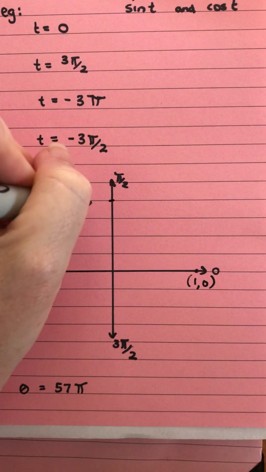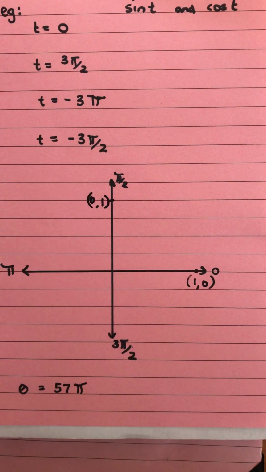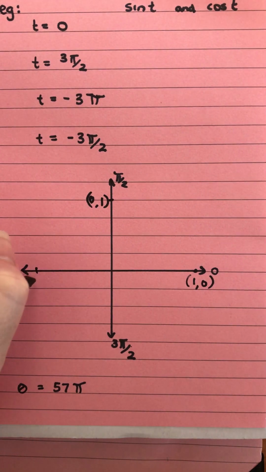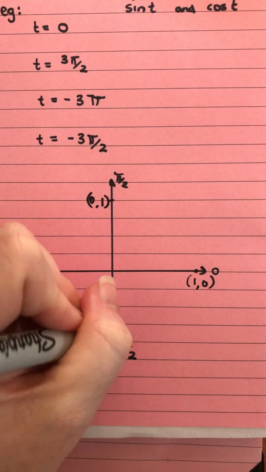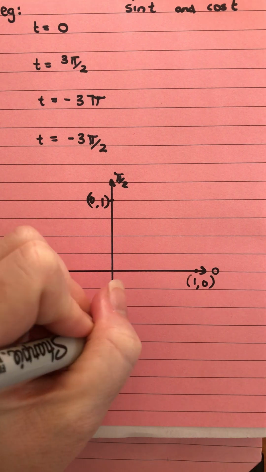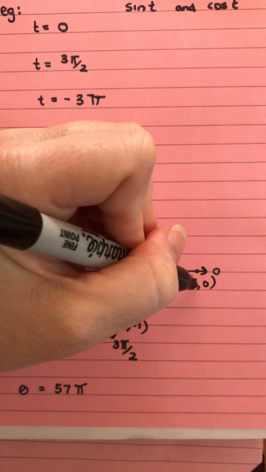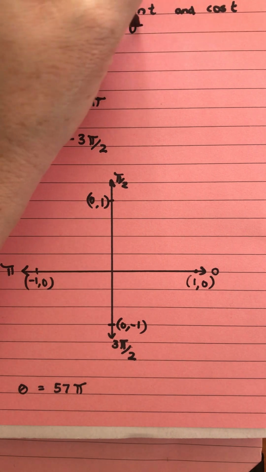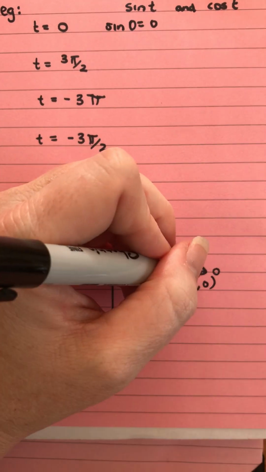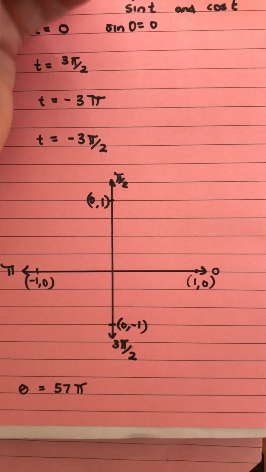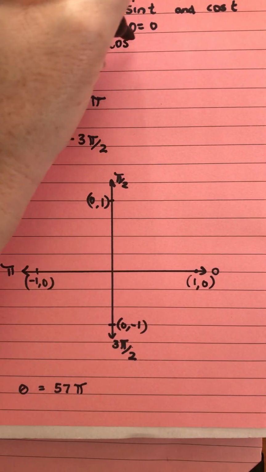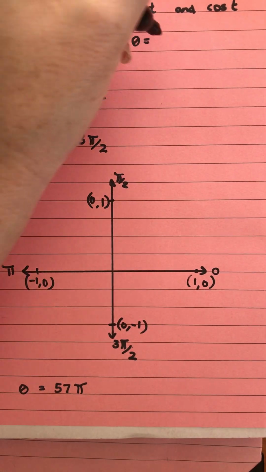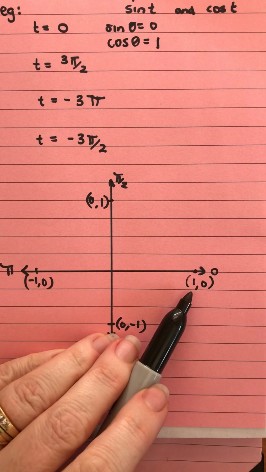Up the top here would be 0, 1, just for in the future. Over here, -1, 0, and down here, 0, -1. So over here, our y value is 0. Therefore, sine of 0 is 0. If we're looking at cos, that's where we're looking at our x value. So our cos theta is going to equal 1 because our x value is 1.